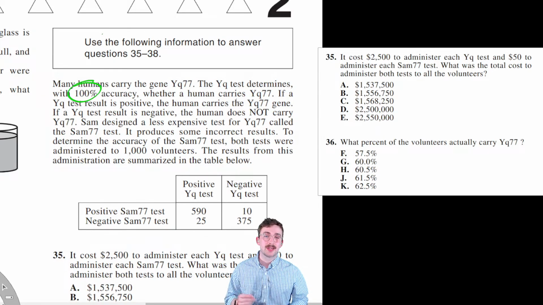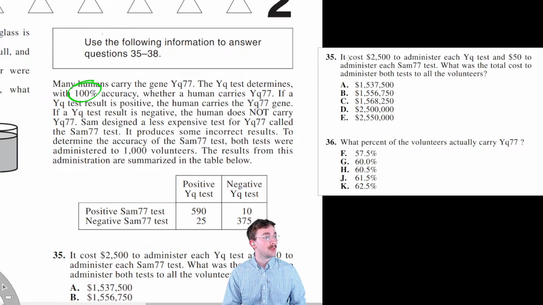To determine the accuracy of the SAM77 test, both tests were administered to 1,000 volunteers. Okay, so what I'm getting from here is they're designing a study where one of these is more expensive but 100% accurate, and the other test is cheaper but is less accurate. So they are testing it against the YQ test, which is the one that's 100% accurate. So they're testing it against this one to know, all right, how many false negatives am I getting? How many false positives am I getting?